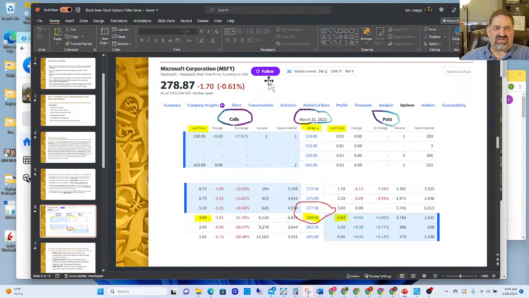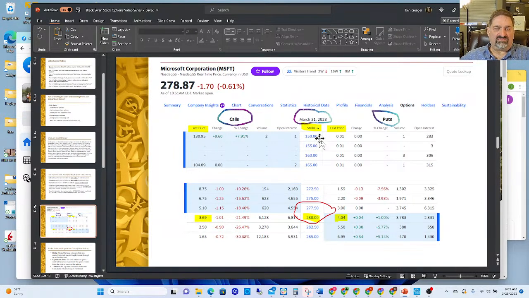And right now Microsoft is down. It's $278.87. So here's the calls, here's the puts, and this is the expiration date. Very important. And this is the strike price. So remember, this is a contract. There's a contract for you to buy, for a call, which is the right to buy, or a put, which is the right to sell Microsoft for 150 bucks.